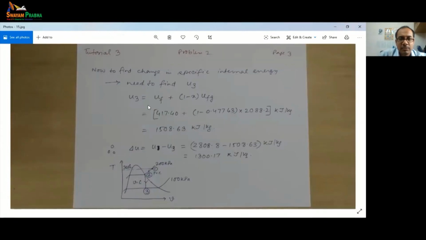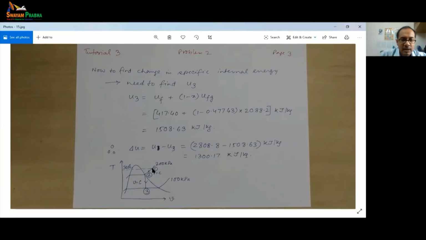You see we have put the values 417.4 and 2088.2, and this dryness fraction we just found out from the specific volume consideration. So if you do this algebra, you will find 1508.63 kilojoule per kg. Okay, so now you know what is U3, you know what is U1, so in a straightforward way you subtract and find out the change in internal energy by this cooling process.